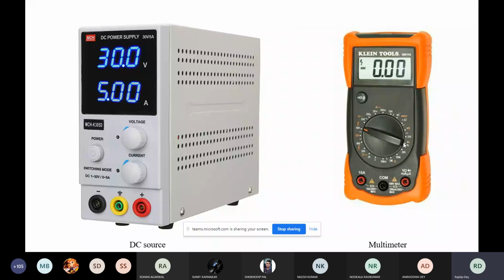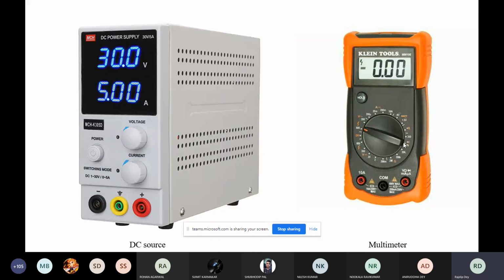By using this tool, you can measure several things. You can see the knob, that you can rotate. So you can see there is some portion for the voltage, there is some portion for the current, there is some portion for the ohm. That means resistance. So if you want to go there, you need to move your knob to the resistance portion.